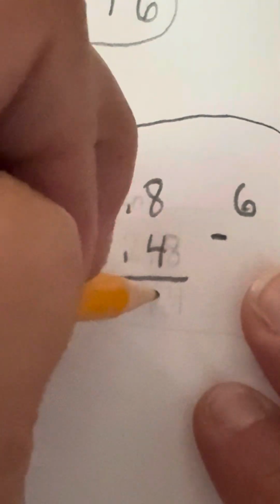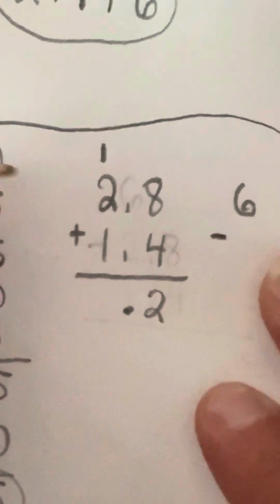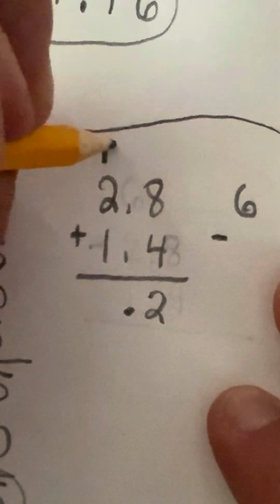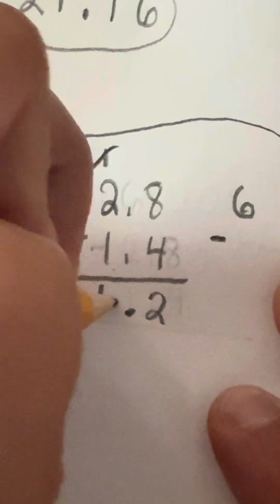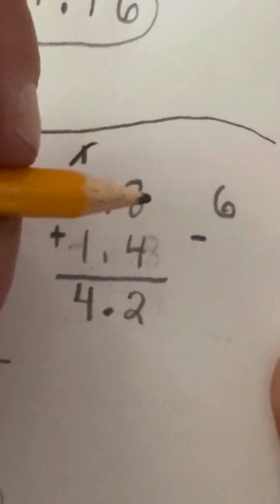So I'm just going to go ahead and add those together. 8 and 4 is 12. So we're going to carry the 1 over. The decimal needs to be put right here. And then we do 1 plus 2 is 3, plus another 1 is 4. So we've already used 4.2 of that pipe, and that is in meters.